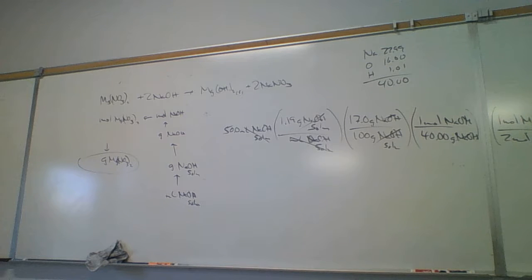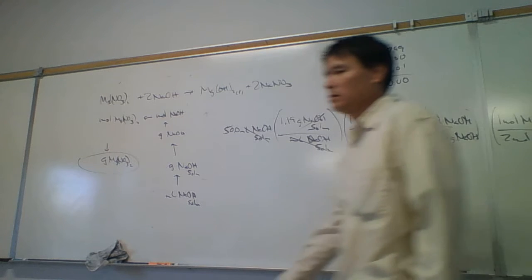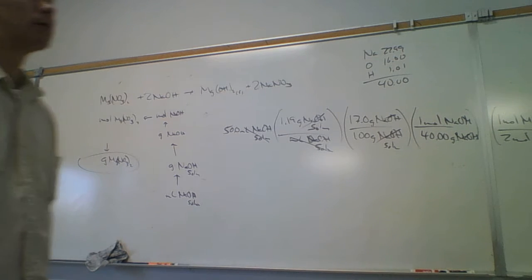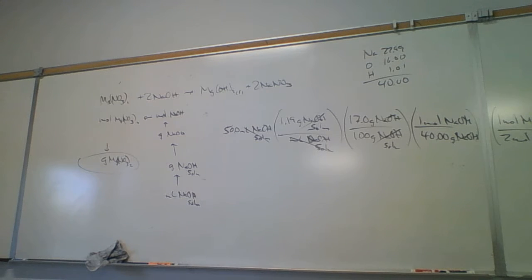And then finally, molar mass of magnesium nitrate. So magnesium, take a look at the molar mass on the periodic table. Here's my periodic table. There's 24.31. Oh, I might need a better periodic table than that. Let's see if there's a better one.